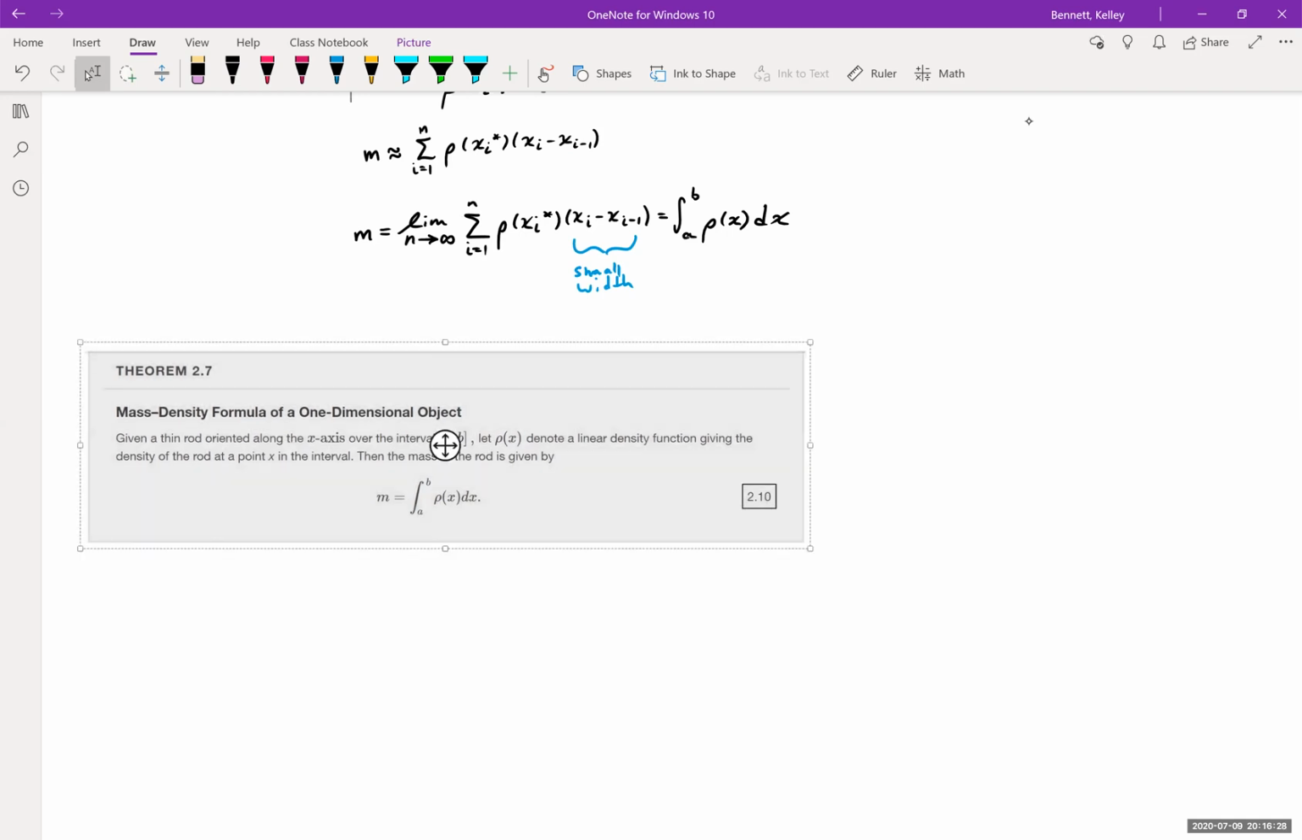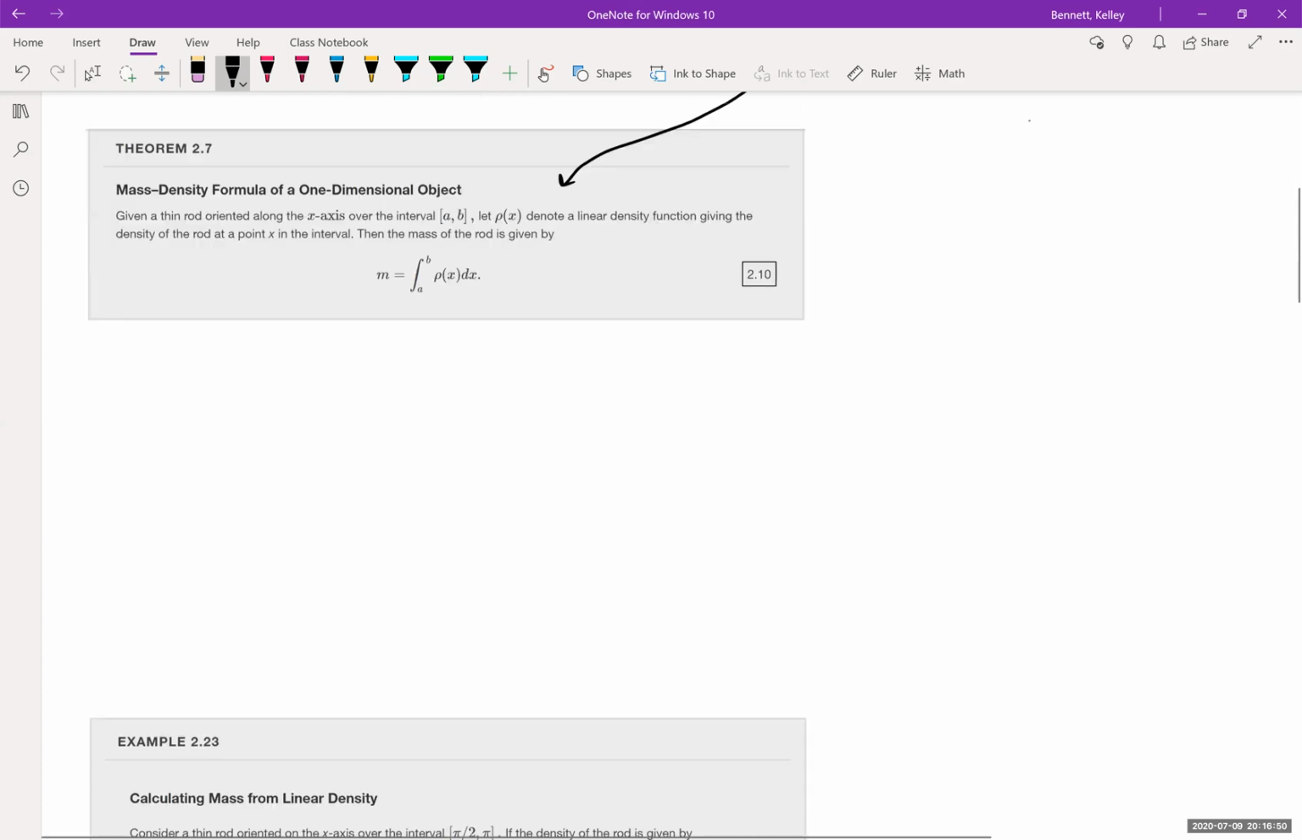So if we have a thin rod oriented along the x-axis on the interval [a, b], and rho of x is the linear density function, then the mass is equal to the integral from a to b of rho of x dx, which is exactly what we have here. So that was the whole point of this long discussion. So now we're going to go ahead and use the mass density formula in this example.